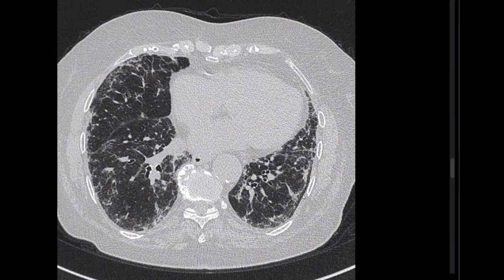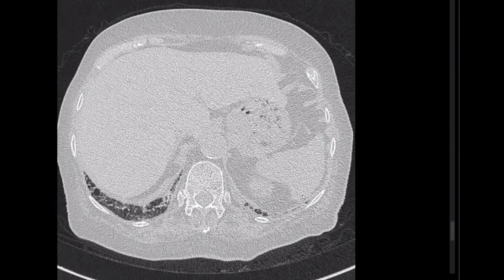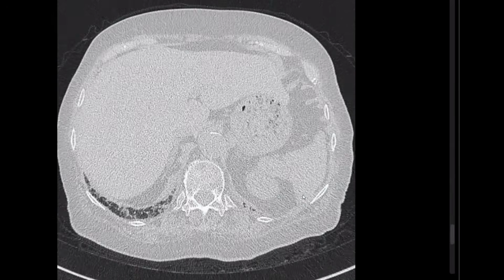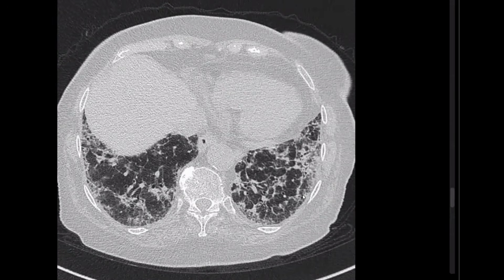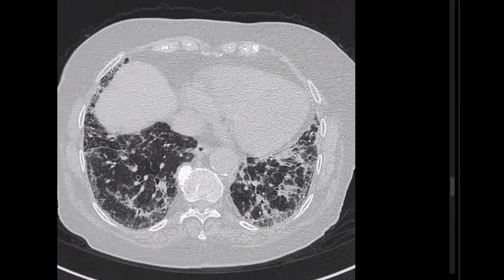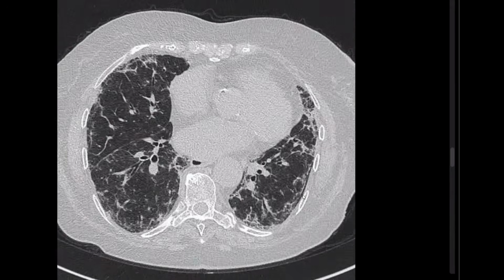Yes, a little bit on the left side. Can you check the other slices above and below? Yes, sir. Are these coarse reticulations or fine reticulations? These are coarse reticulations. And with architectural distortion, more pronounced at the basal lung zones. Yes, sir. You are right.